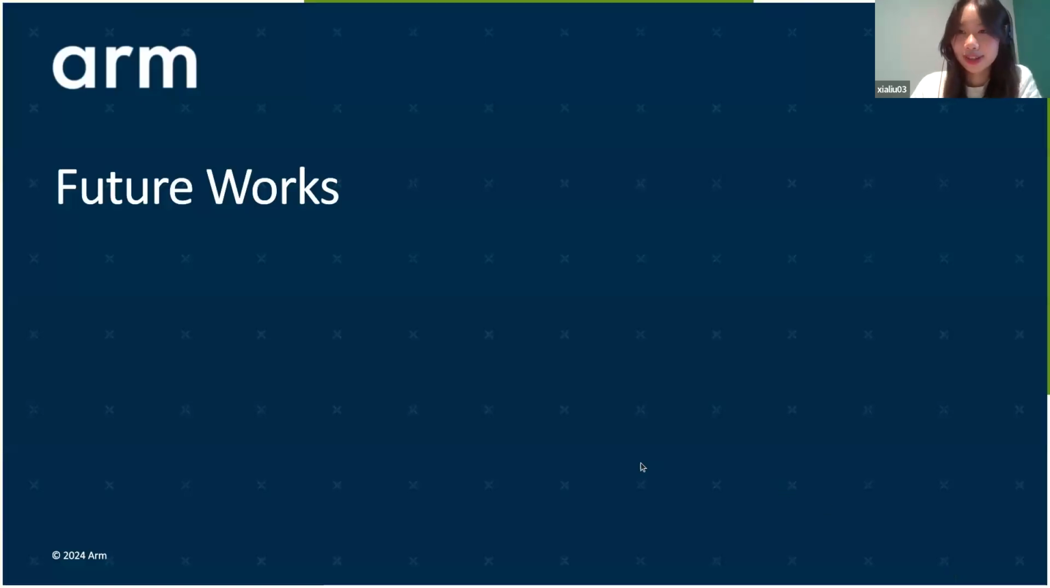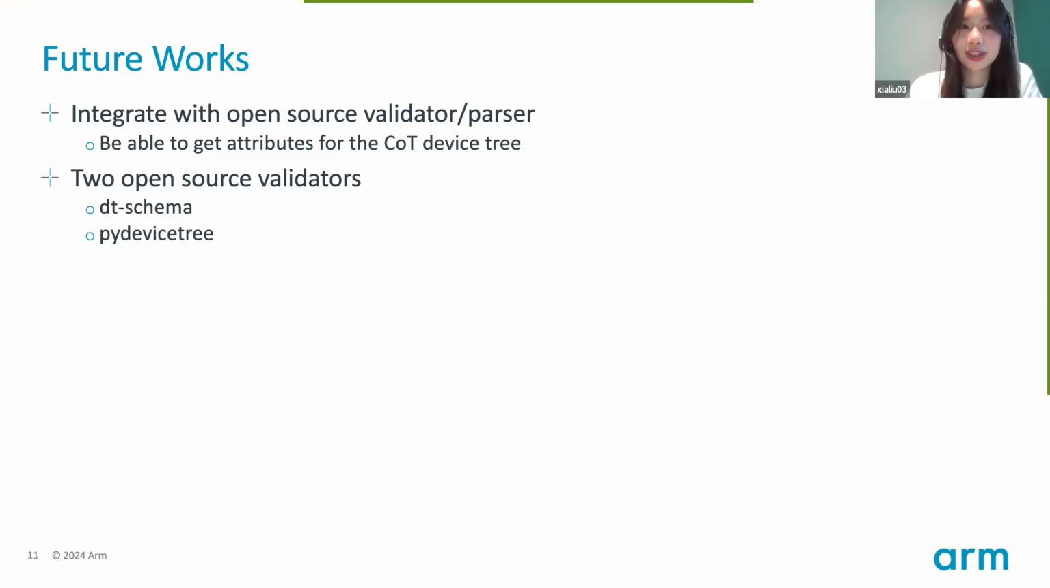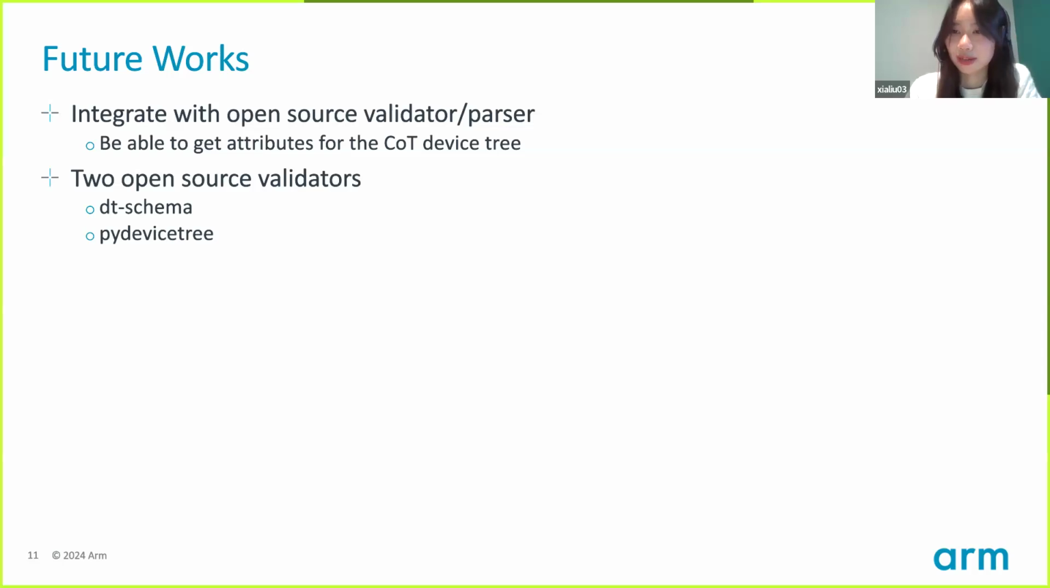And for future work, for the next version of this tool, I'm going to integrate an open source validator into the tools, so it is able to get the attributes for the entire device tree. There are two open source validators that we are considering integrating into the COT DT2C. The first one is DT schema, and the second one is PY device tree. The DT schema is too restricted, so we found it would be harder to make it compatible with the chain of trust device tree file.